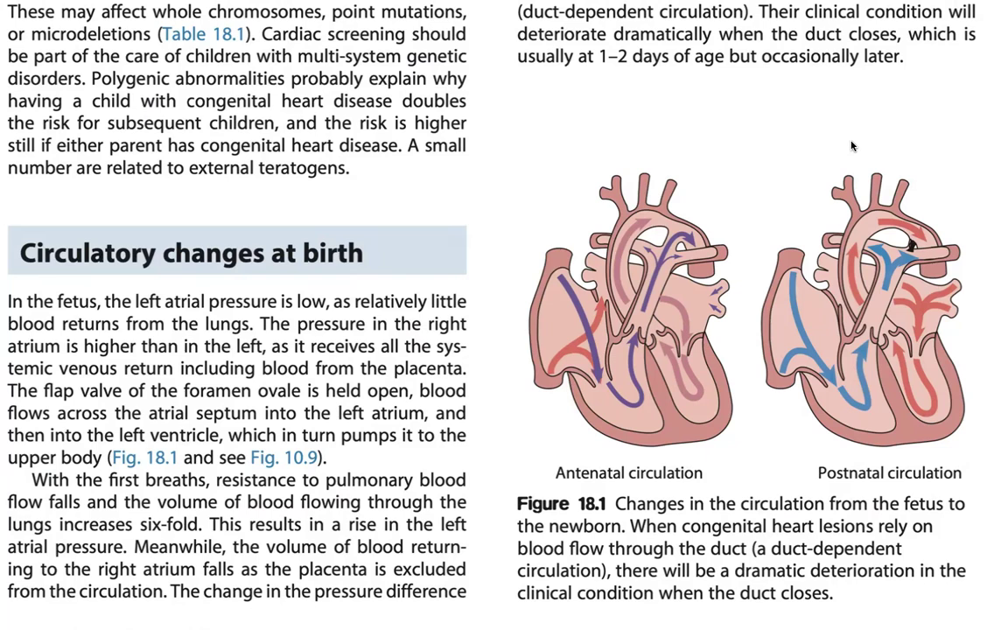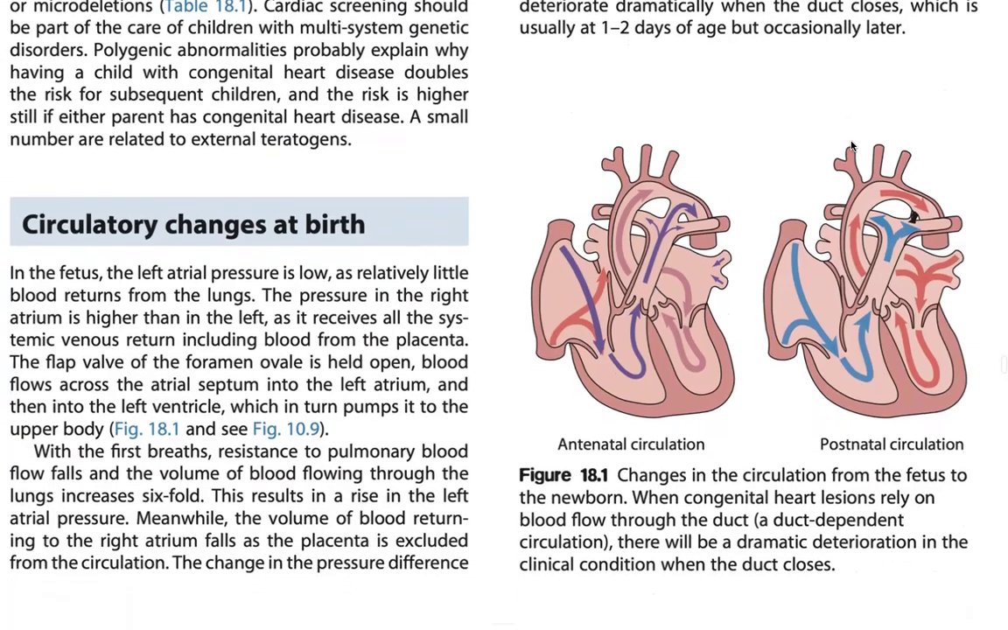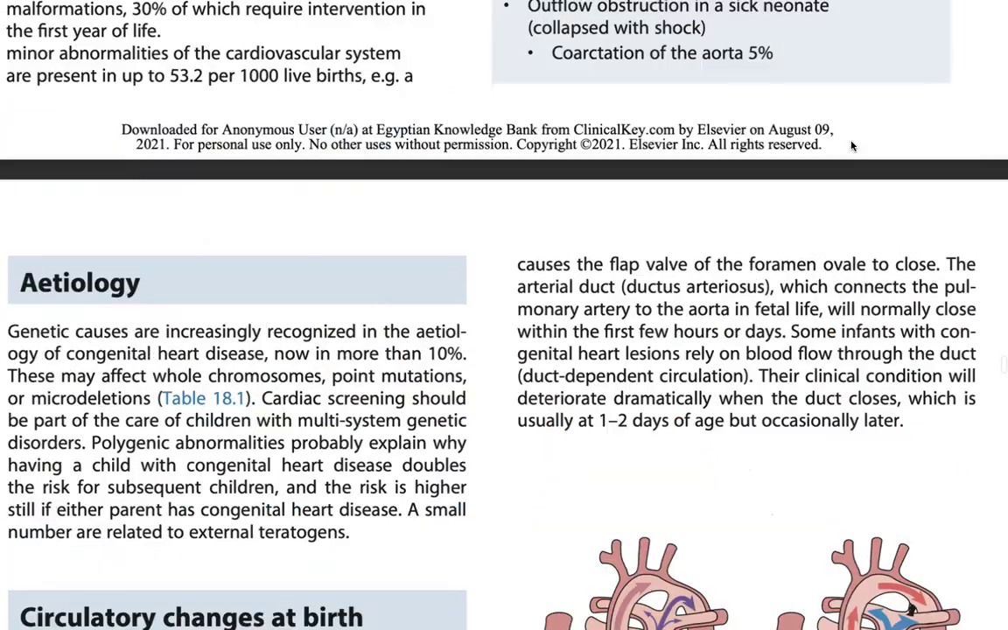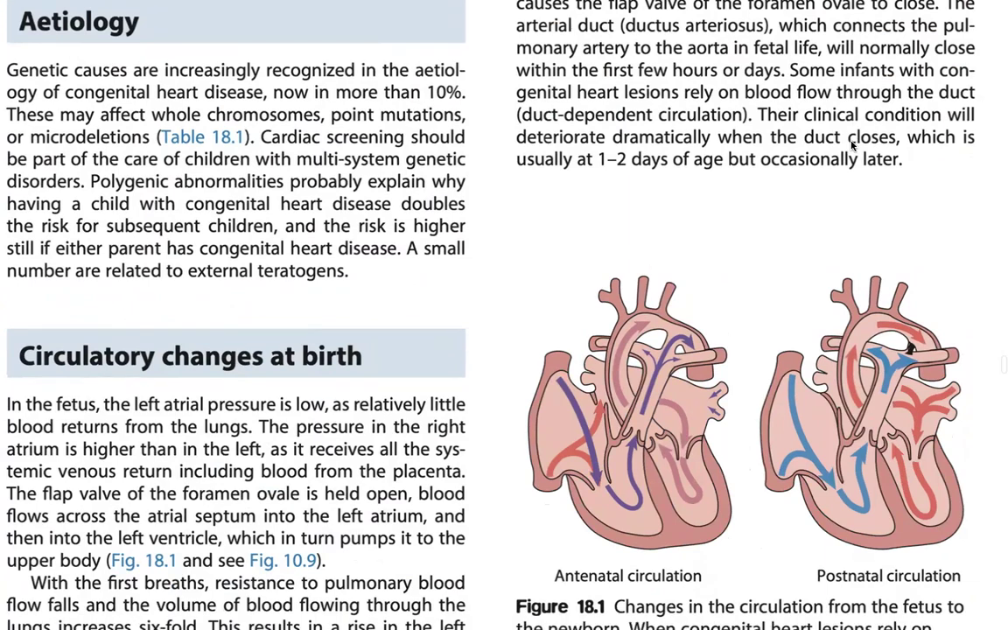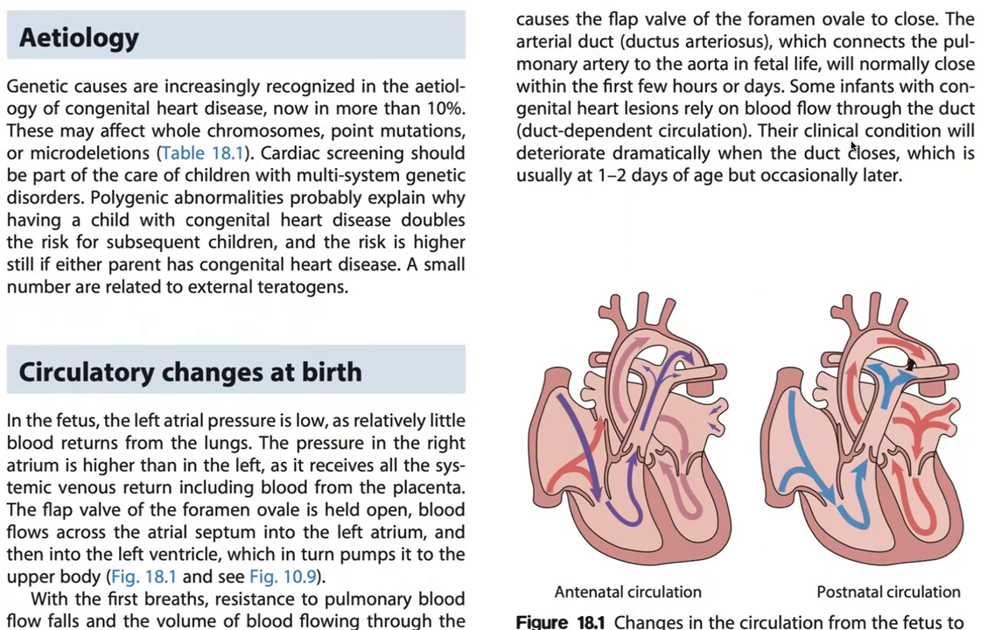Newborns with congenital heart disease may rely on blood flow through the duct. When the duct closes there will be dramatic deterioration in the clinical condition. With the first breath, resistance to pulmonary blood flow falls and the volume of blood flowing through the lungs increases sixfold. This results in a rise in the left atrial pressure. Meanwhile, the volume of blood returning to the right atrium falls as the placenta is excluded from the circulation. The change in pressure causes the flap valve of the foramen ovale to close.